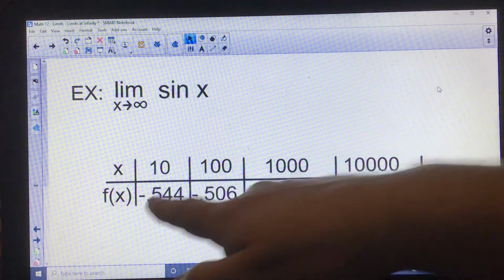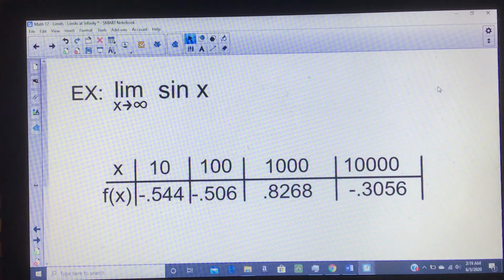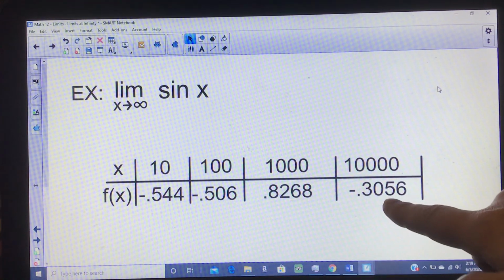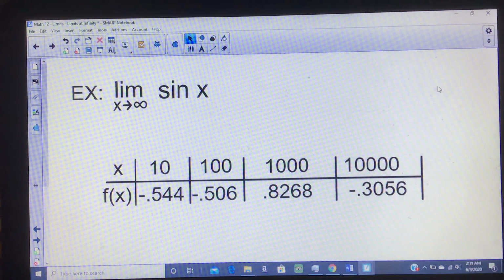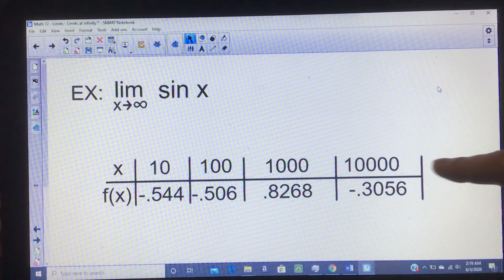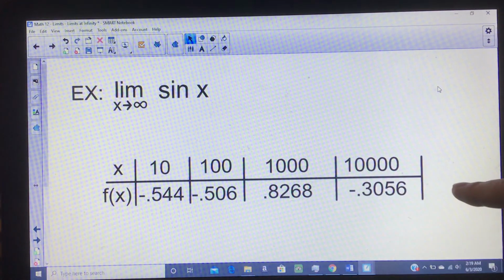And suddenly, this isn't going toward negative 0.5 anymore. Now it's at 0.8, so what happened? The next one is negative 0.3056. So now it's kind of strange. It's like it bounced back to negative 0.3. And actually, if you go to the next one, I think 100,000, it's a decimal, but it's positive again.